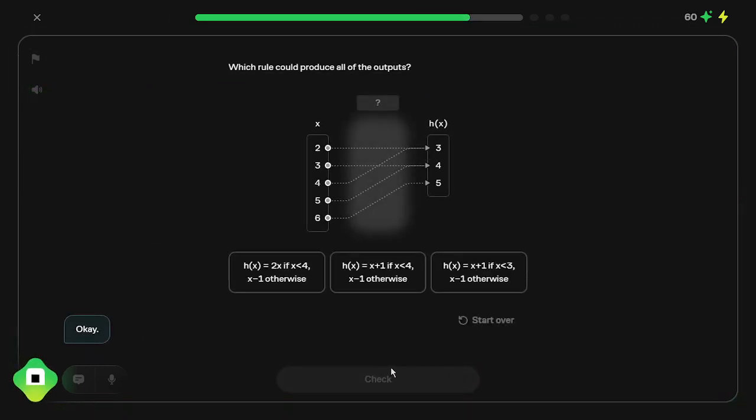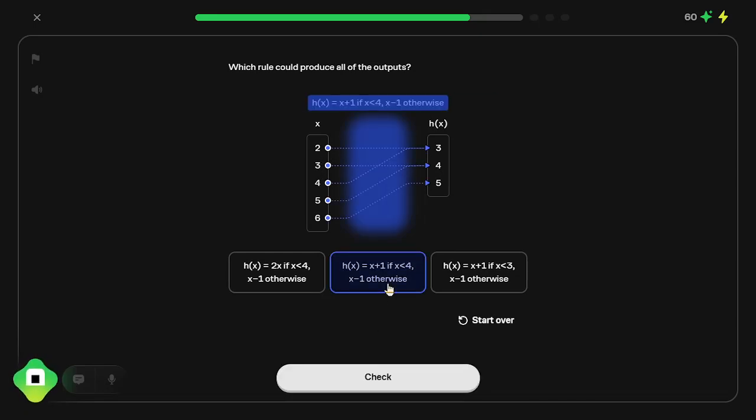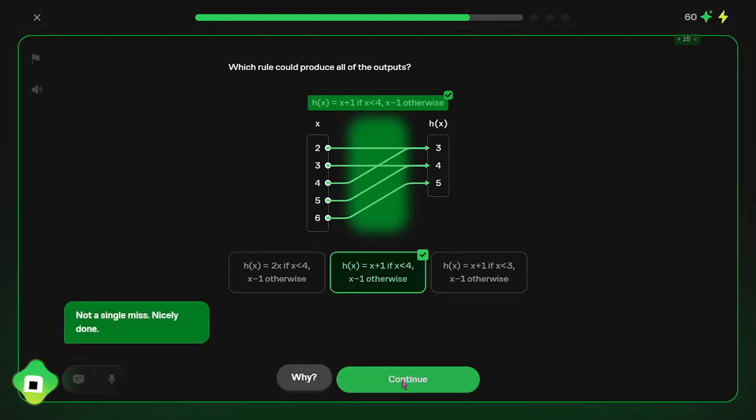Okay. Last problem. Which rule could produce all of the outputs? 2x if x is less than 4. So it does not seem right because 3 equals 4 as well. x plus 1 if x is smaller than 4. Oh yeah, that makes sense. x minus 1 if it's not.